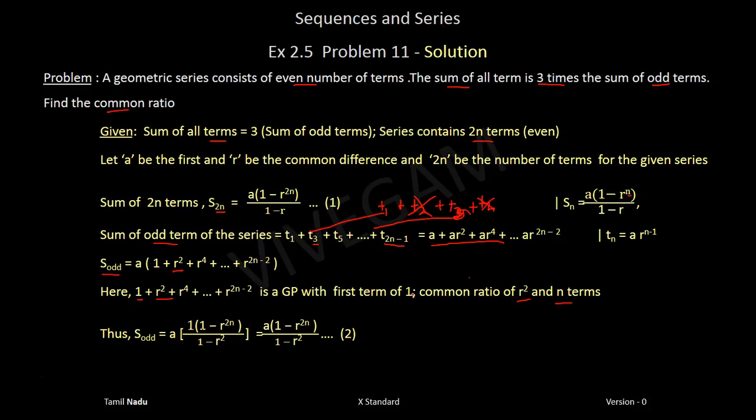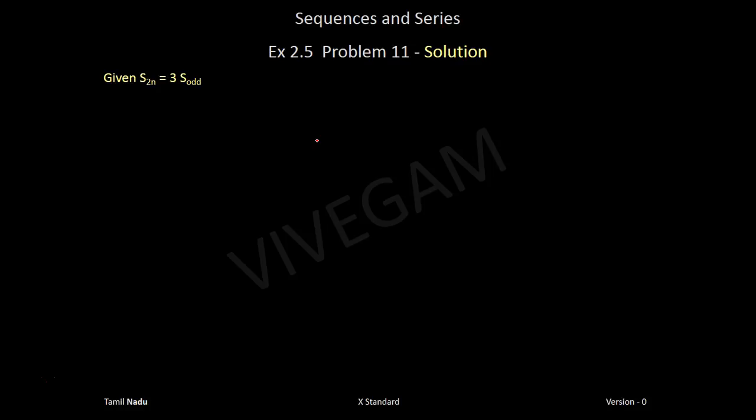But the common ratio is r square, so this will be 1 minus r square. So simplify this. So this will become a into 1 is a. So a into 1 minus r to the power of 2n divided by 1 minus r square. So we have got S odd also. Now what we will do is substitute all these things in this equation and see whether it comes out. Okay. Now this is the equation we are asked to prove, right?